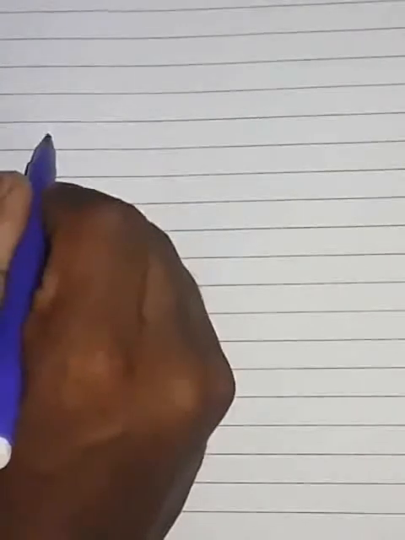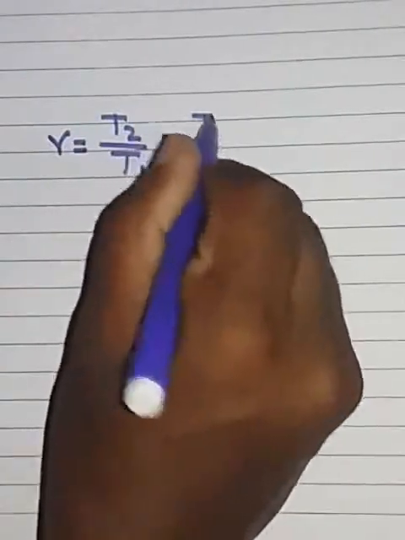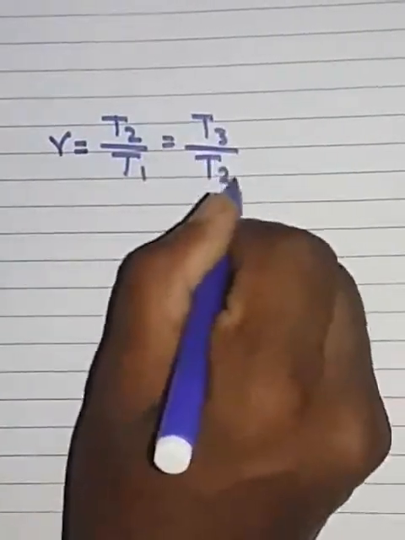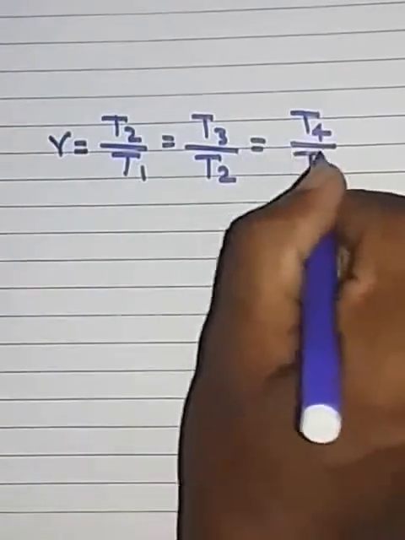Here we will see how can we get the common ratio. r is equal to T2 upon T1, T3 upon T2, T4 upon T3 and so on.